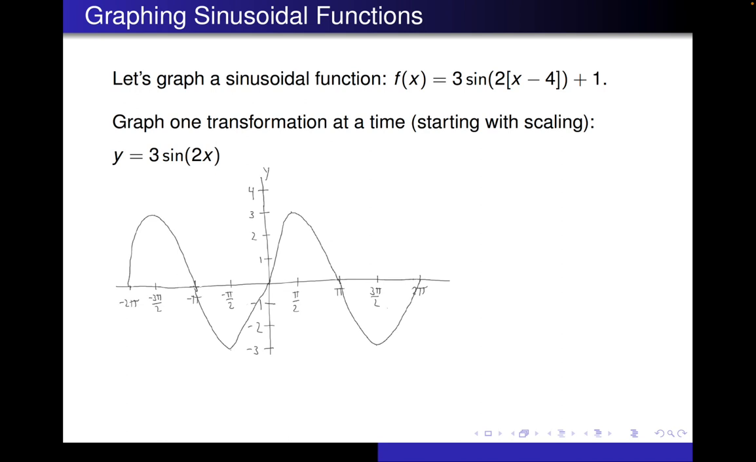So if you look at that 2 pi, that's going to come down to pi. If you look at negative 2 pi, that's going to come down to negative pi. The positive pi is going to come down to pi over 2. Then negative pi is going to come down to negative pi over 2. And just in general, everything's going to be half as wide.